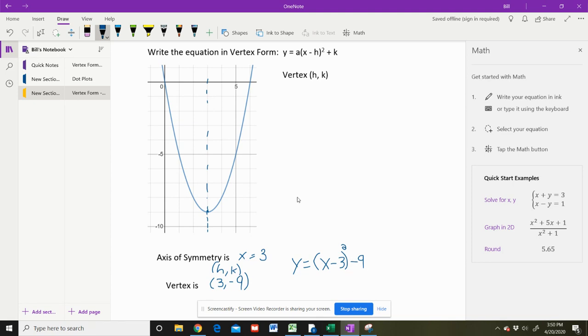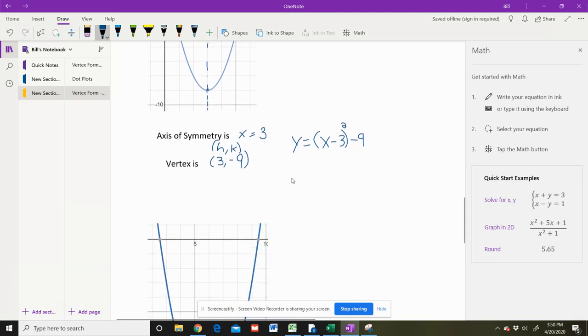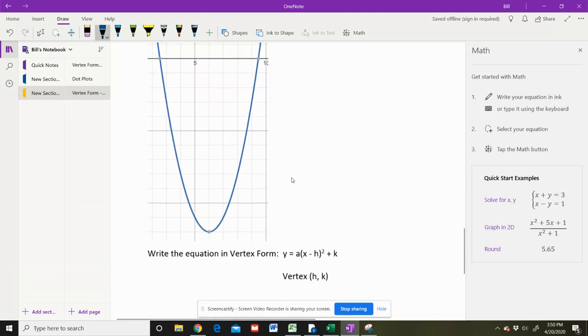All right, so now I'm going to stop. I'm going to give you guys your last problem from the Edpuzzle. I want you to do the same thing that I did here. I want you to write the axis of symmetry. I want you to write the vertex, and then I want you to put it in vertex form, okay? So here is your problem.